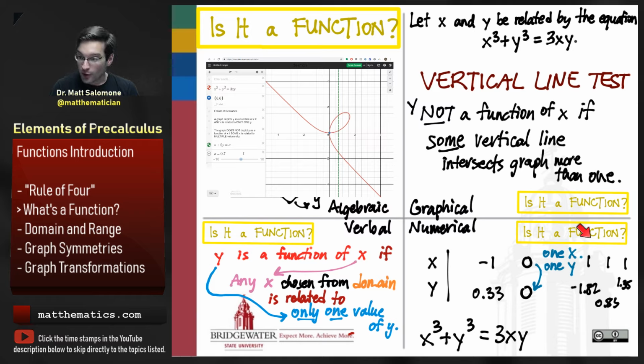And the numerical tell that goes along with that is what we're seeing in this data table, right? This violation, having the same value of x being related to different values of y, same x, different y's, again is a giveaway that we do not have y as a function of x. Y is not a function of x.